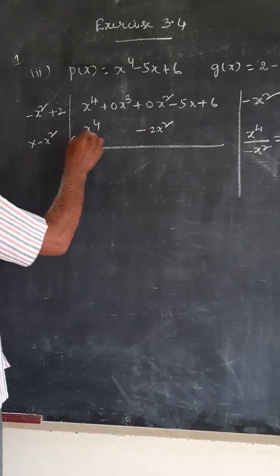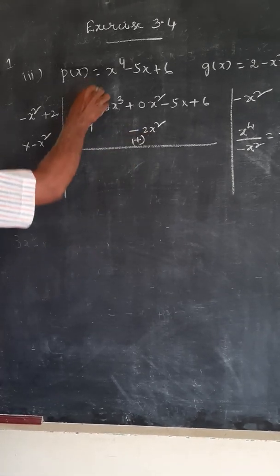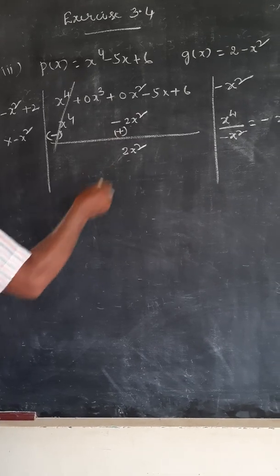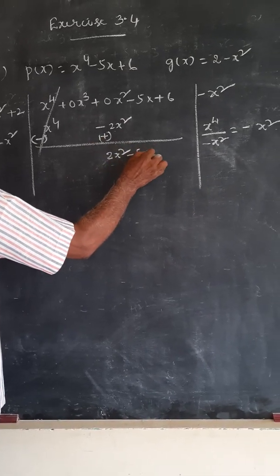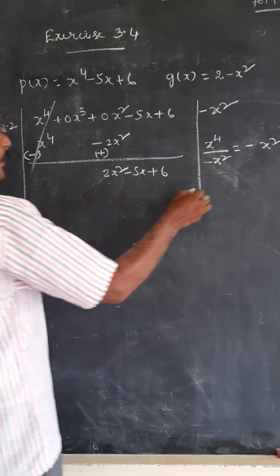Change the symbols. This plus becomes a minus. This minus becomes a plus. So these two are cancelled. Next plus 2x square. Next minus 5x and put 6 also. Next go to step 2.